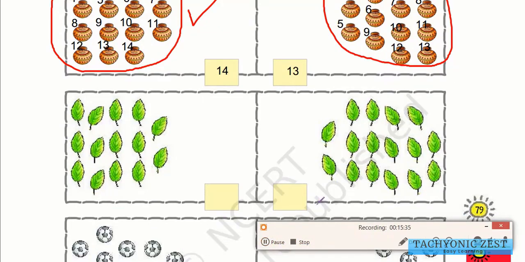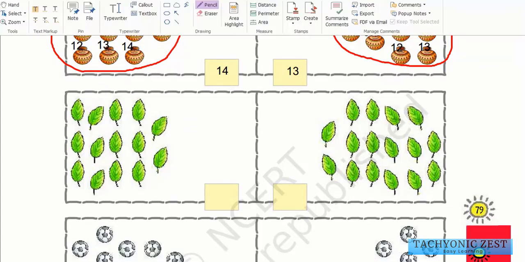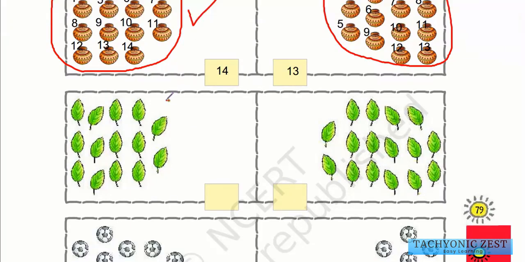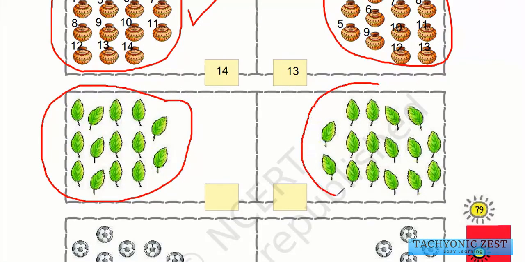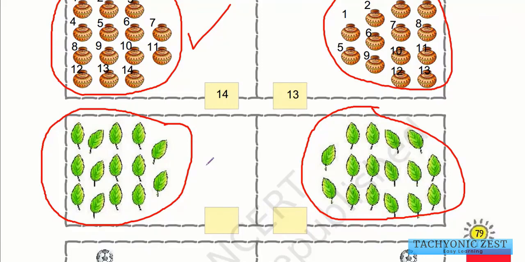So in this question they have given some leaves. Now there are two groups of leaves and we need to tick the group with more number of leaves. Okay, so we will count the total number of leaves in each group and we will try to see which group is bigger or which group has more number of leaves. Okay, so first we will count this group. Let us see how many leaves are there in this group. Okay, so let us count.